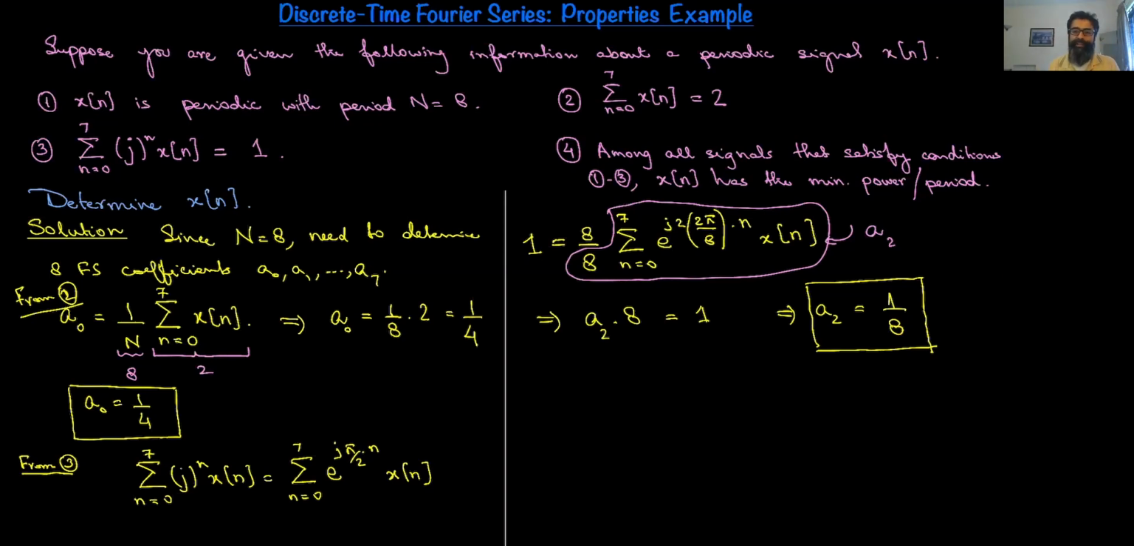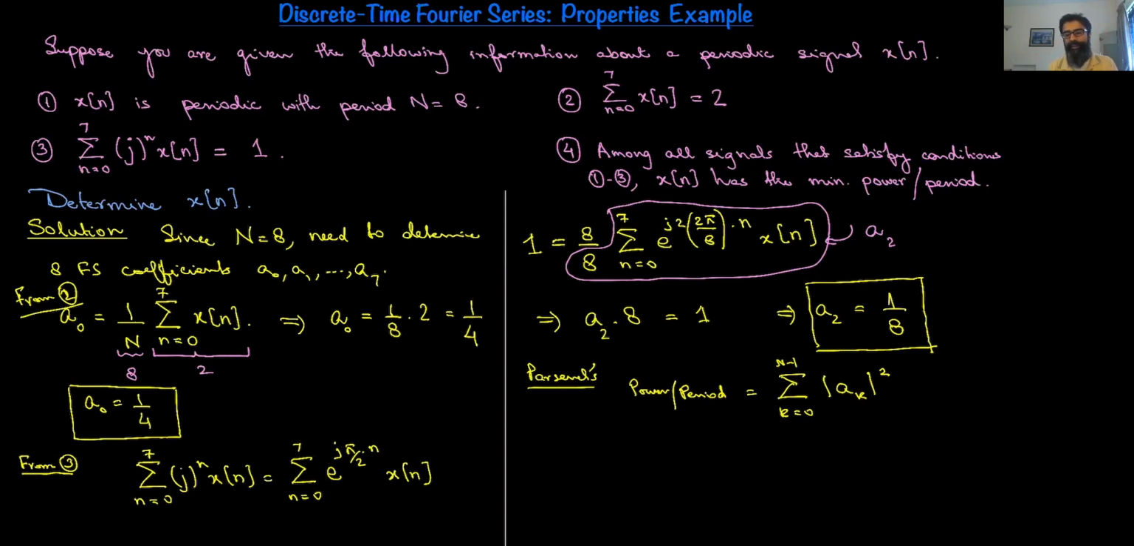And that's where Parseval's relation can come in. Parseval's relationship, if you recall, says the power per period is equal to the summation over the absolute squares of all the Fourier series coefficients. And therefore, this is a sum of absolute of A0 squared plus absolute of A1 squared plus absolute of A2 squared all the way up to absolute of A7 squared.